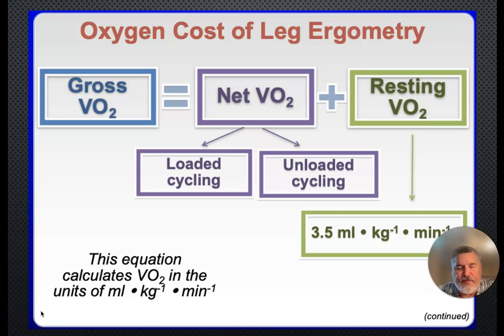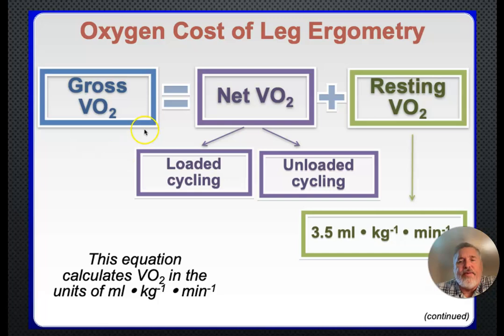Welcome back to part 4. This is the energy cost of leg ergometry. So if somebody's on a cycle, or if you've ever been in the lab and seen the Monarch cycle ergometer, this is what we're talking about. So how do you determine energy cost or VO2 of somebody that's on a bike?